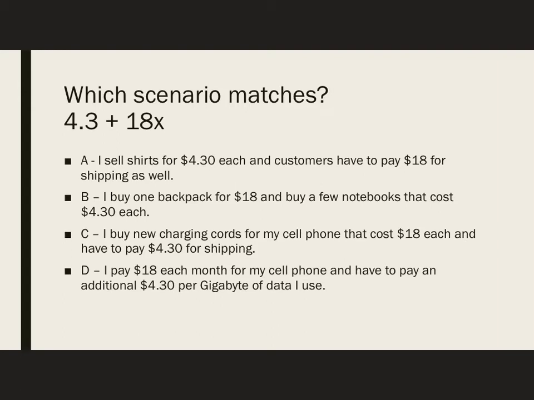So let's look at this next one. Which scenario matches this expression? So let's look at this expression first. First of all, I have a constant value of 4.3. So whatever it is, it's going to need to be a constant value. And then I have this 18 times my x. So 18 is a factor. It's something we're going to be multiplying. So knowing that, let's look at these.